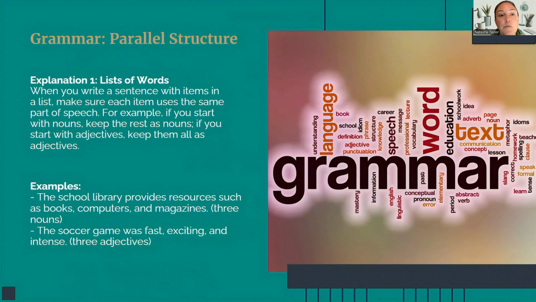So here's some grammar, some parallel structure. What we should talk about here is explanation 1, lists of words. When you write a sentence with items in a list, make sure each item uses the same part of speech. For example, if you start with nouns, keep the rest as nouns. If you start with adjectives, keep them all as adjectives. Here are some examples. The school library provides resources such as books, computers, and magazines, 3 nouns. Or the soccer game was fast, exciting, and intense, 3 adjectives.